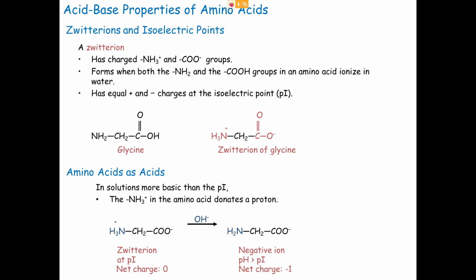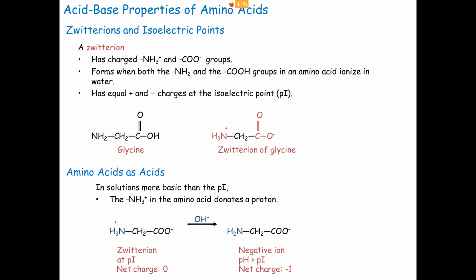If I make the solution more basic, right, I'm going to deprotonate the positively charged amino group, and overall the amino acid will now have a net -1 charge. And that kind of makes sense. As I'm adding base, I'll gain a negative charge, or effectively lose a positive charge. Same effect. Okay? So if the pH is greater than the pI, it's going to have a net charge of -1. If the pH is less than the pI, it's going to have a net charge of +1.